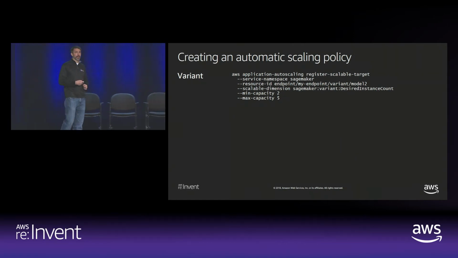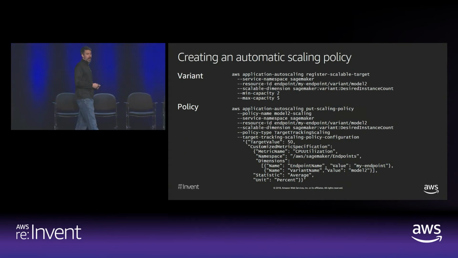So what does that look like? We have to create an application auto-scaling policy. So we use the AWS application auto-scaling CLI, and we say register scalable target. The first thing we do is provide the service name, which is SageMaker. We provide our resource, which is our Model 2 variant, and we provide the scalable dimension. So how many instances in this case, and give it a min and a max amount.